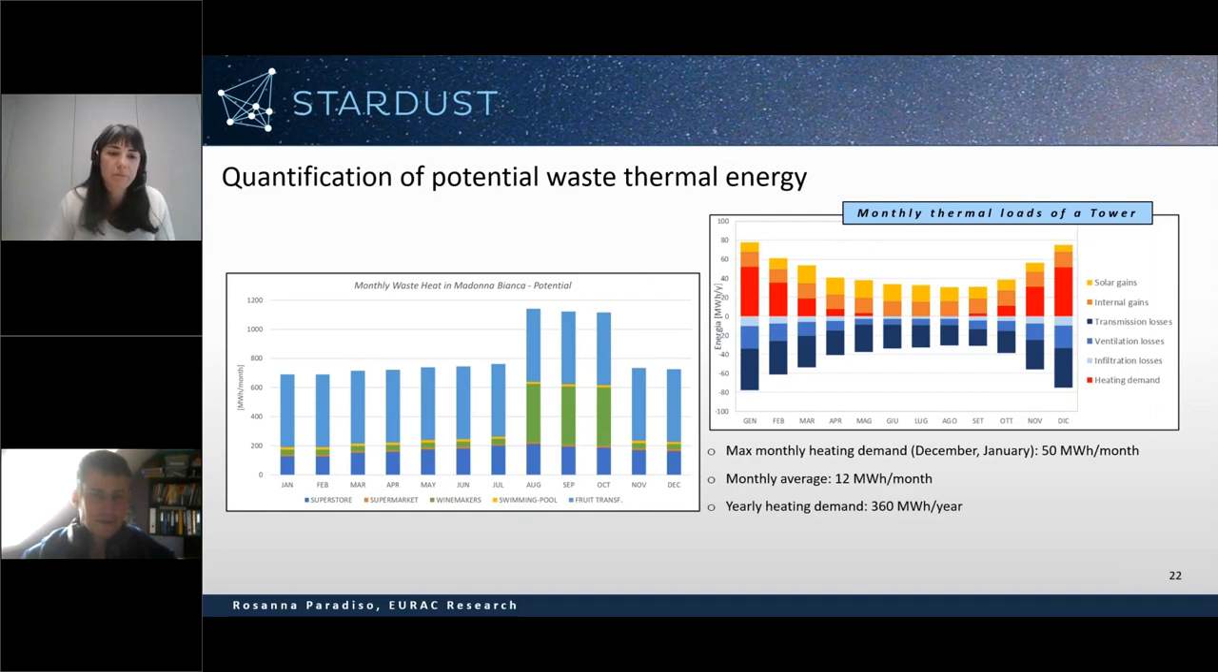And it can be noted that all the activities have more or less constant availability of waste heat. Only the winemakers have this peak of waste thermal energy availability during the months of August, September, and October.